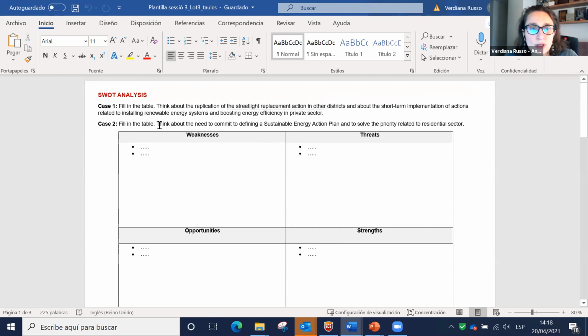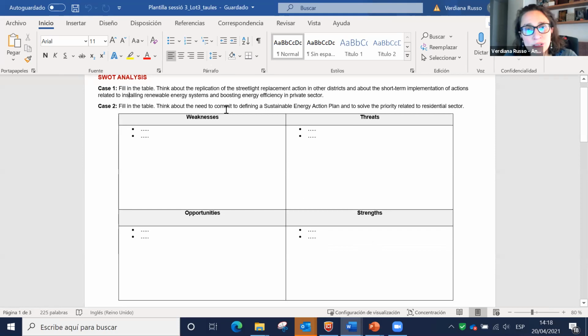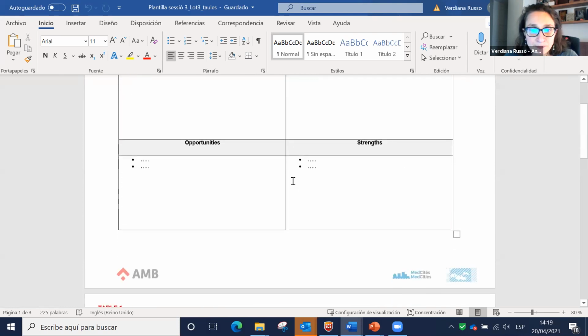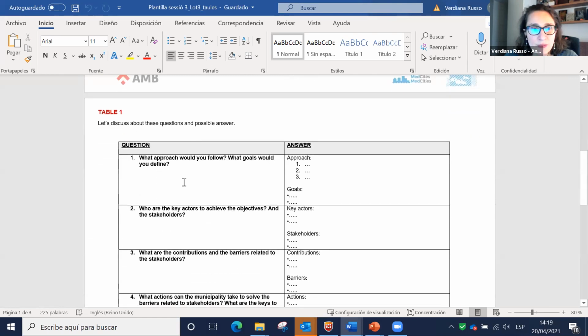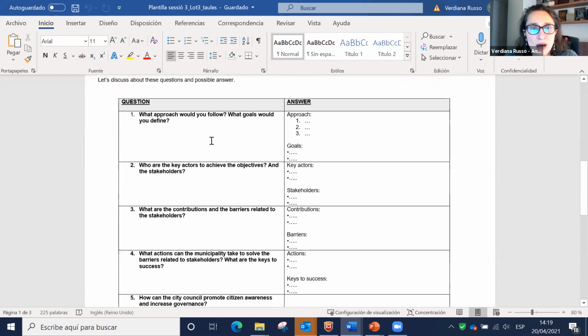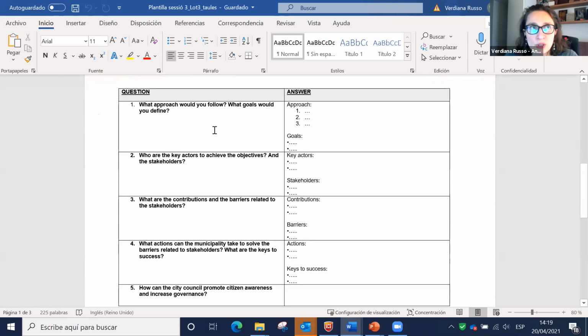In case 2, you have to think about weaknesses, threats, opportunities, and strengths, while thinking about committing to the definition of a sustainable energy action plan, and also solving the priority related to the residential sector with all the problems that I have described before. After this previous analysis, there will be some questions to discuss together about how to reach the objectives of both cases.